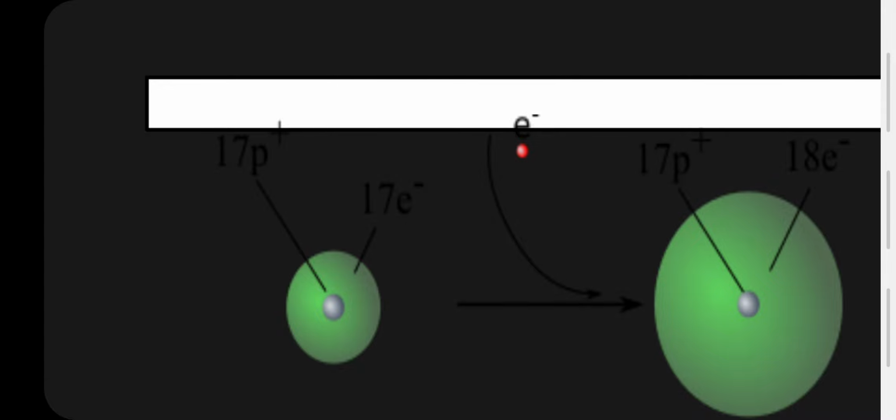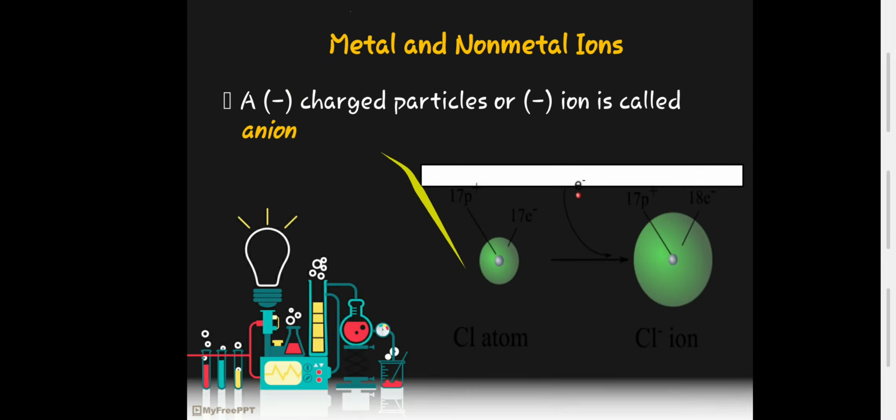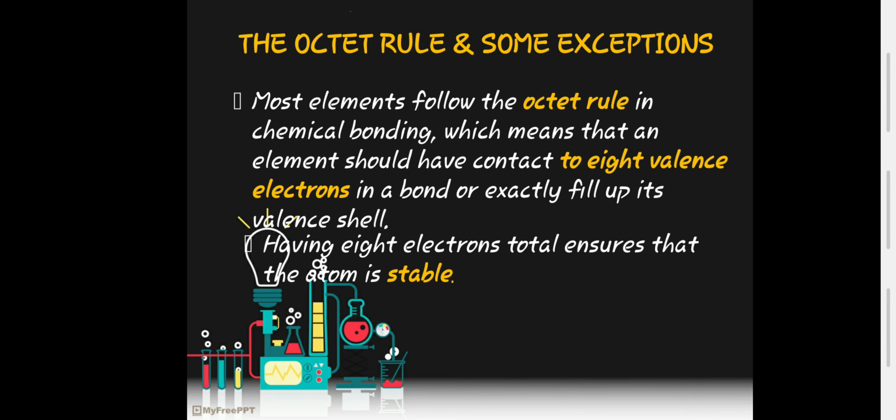So always remember that one. Next slide would be the octet rule and some expectation in dealing the process of sharing and accepting an electron. Most elements follow the octet rule in chemical bonding, which means that an element should have access to 8 valence electrons in a bond or exactly fill up its valence shell. Having 8 electrons total ensures the atom is stable.